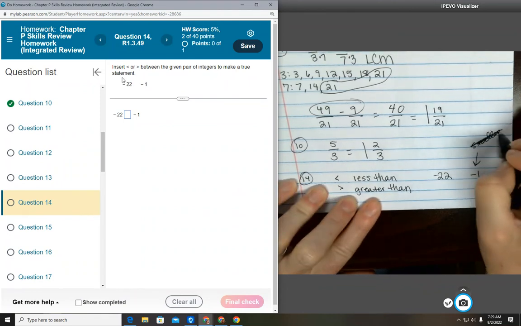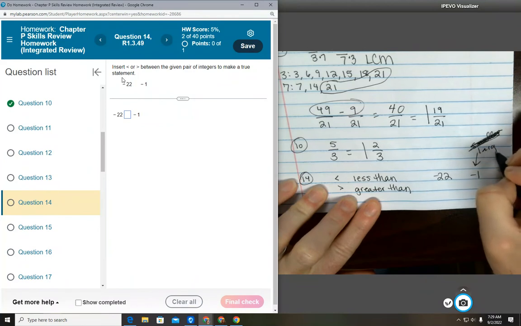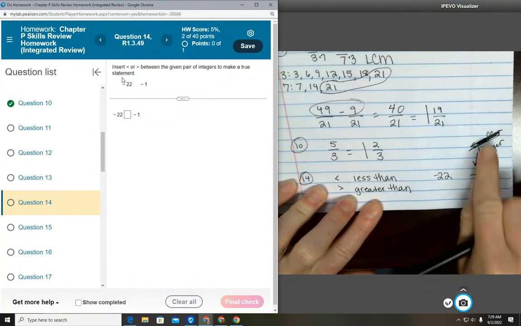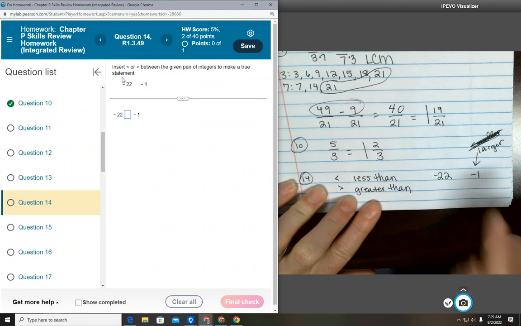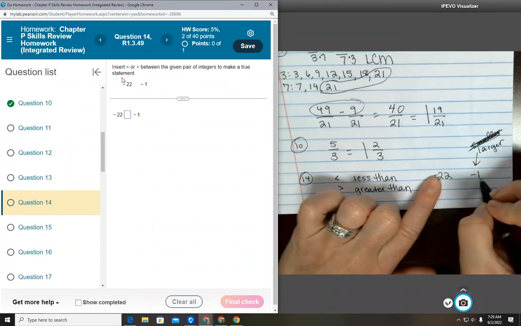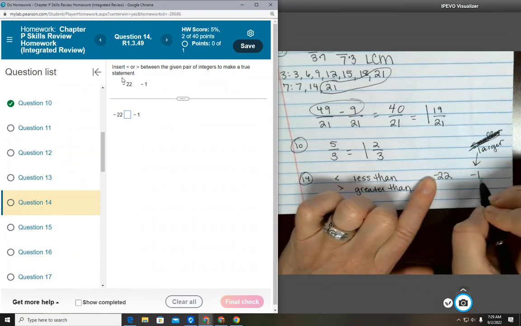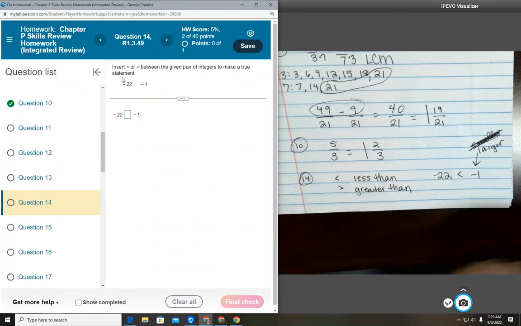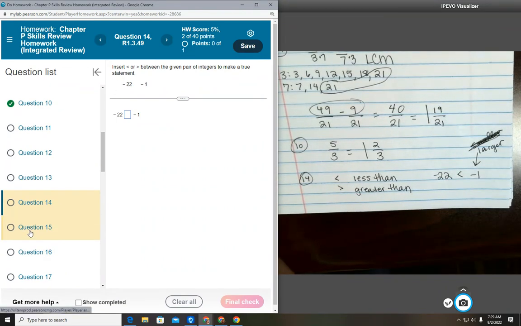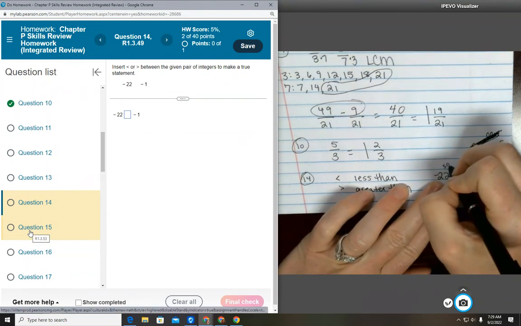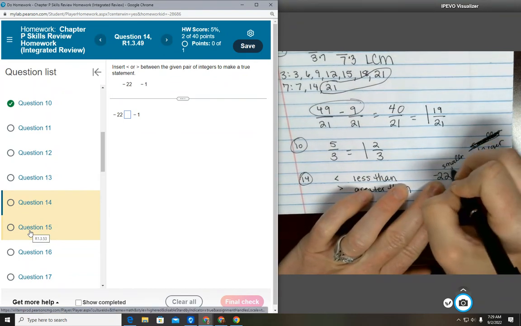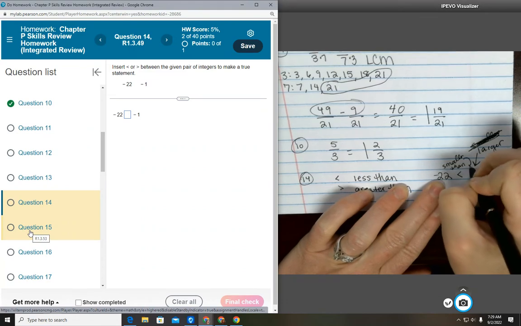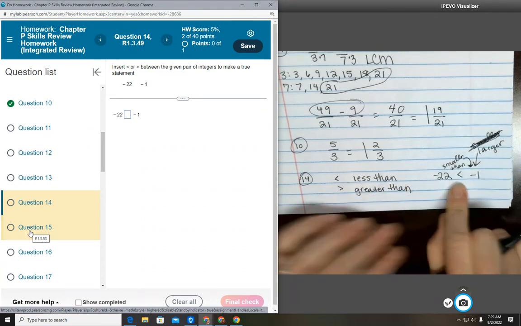No, it's not. Sorry, it's the larger. So then this is smaller than that. So this one compared to that one is smaller. So negative 22 is less than negative 1. So this is smaller than the negative 1. So we use the less than symbol.